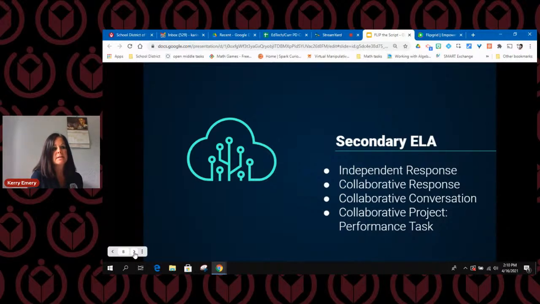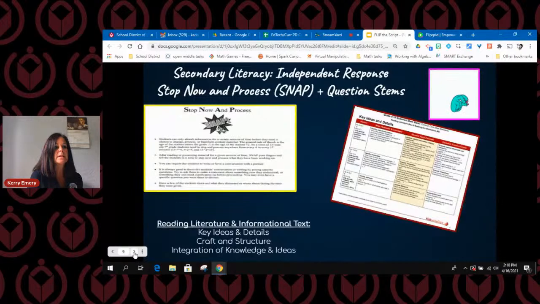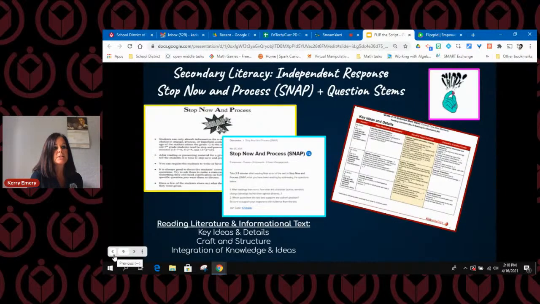Flipgrids are a great tool to use in ELA because many of the reading strategies that teachers are already using in the traditional sense can easily be made into Flipgrids for independent response, for collaborative response, for collaborative conversations, and as a collaborative project, such as a performance task.